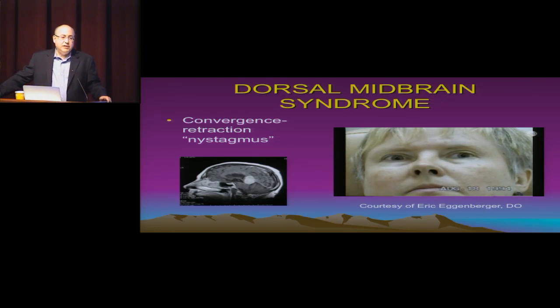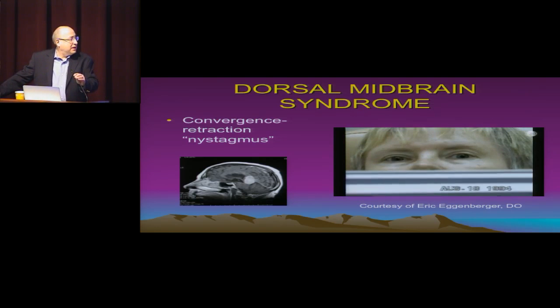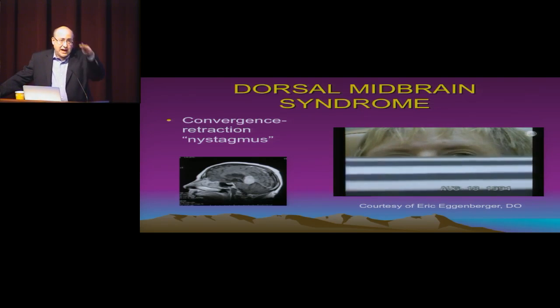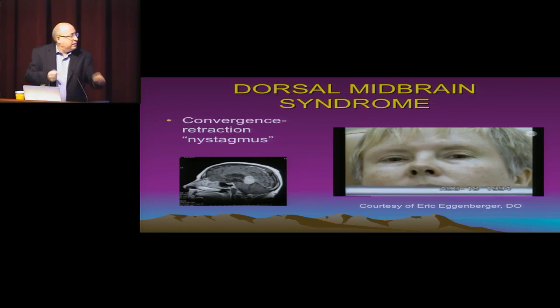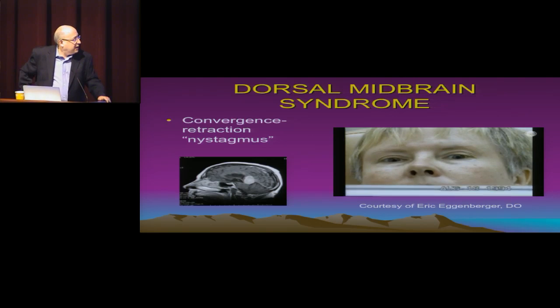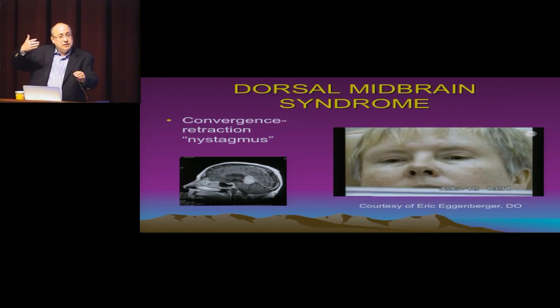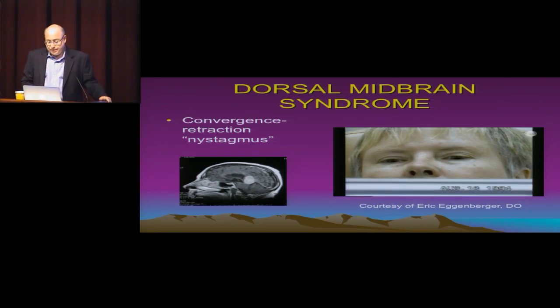Now, the best way to elicit convergence retraction nystagmus is to either have them look up with a saccade voluntarily or take an optokinetic tape and move it down. Count them going down. And as it goes down, you see the convergence retraction. To see the retraction, you may have to look lateral because it's retracting in the orbit, right?